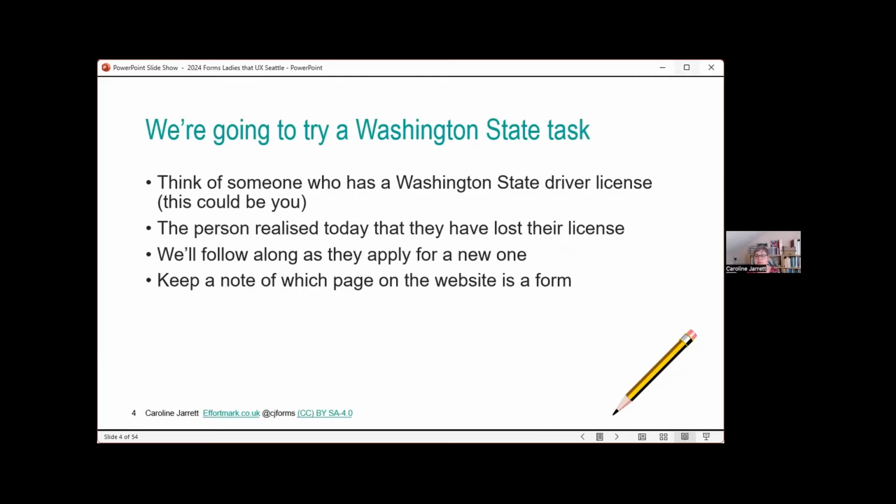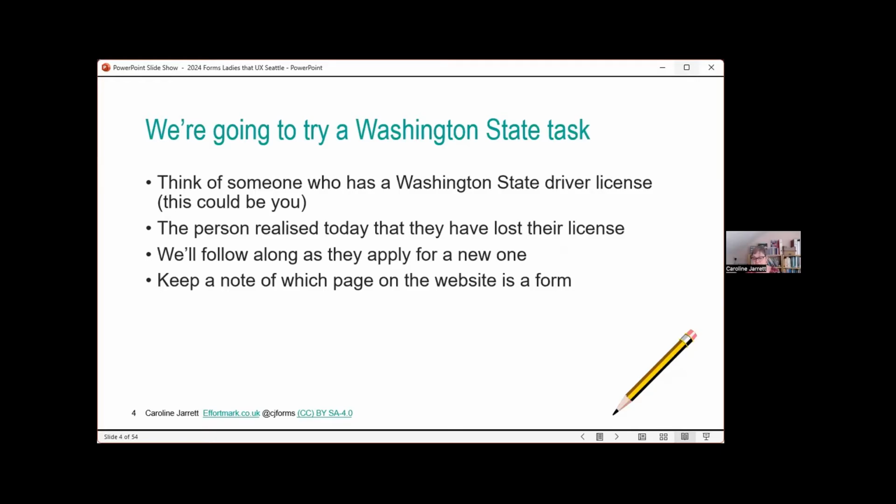I assume many of you live or are near Washington State, and I'd like you to think of someone who has a Washington State driver license. That could be you, or if you're out of state, you might just think of somebody. And that person realized today, oh no, I've lost my license. So we're going to follow along a little bit as they apply for a new one. And as we go, I'd like you to keep a mental note of which page on the website we visit you consider to be the form.